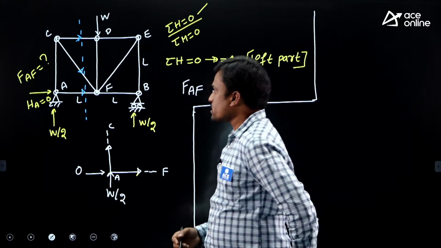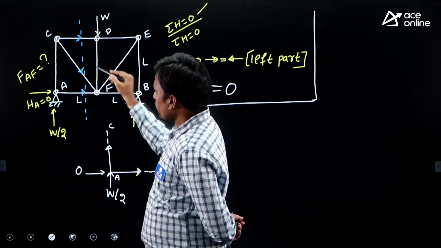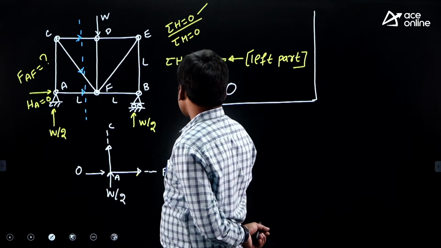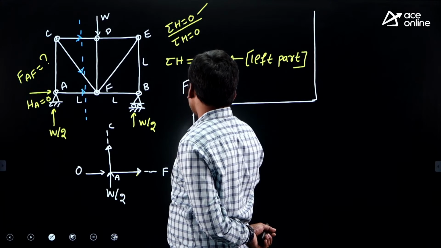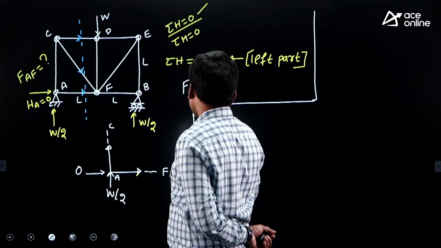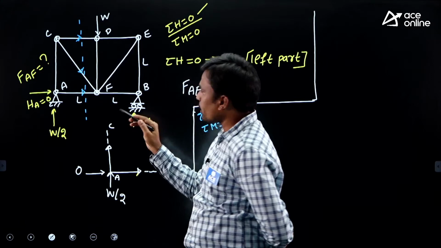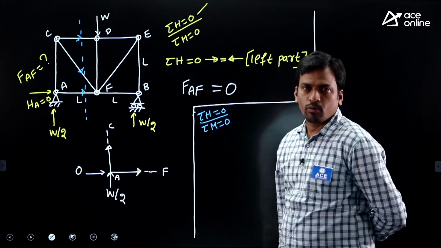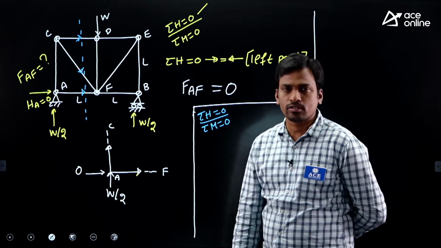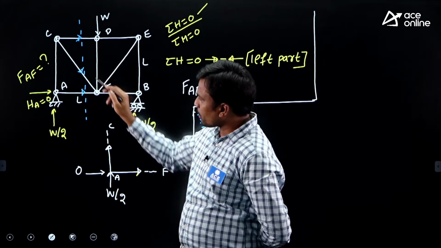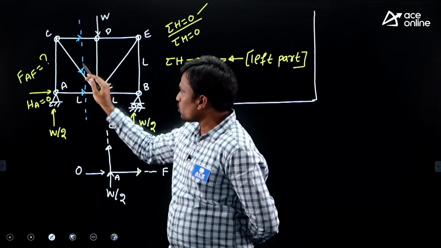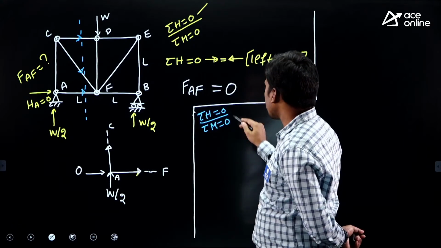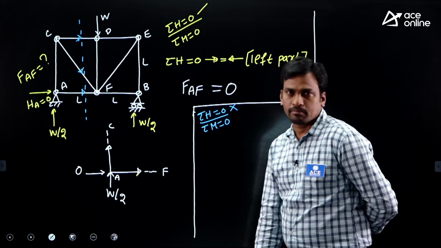Now we have to find the force in which member? AF, the horizontal member only. For a horizontal member, I told you the preferable equilibrium equations are sigma H and sigma M. We are doing analysis for the left part of the structure. First, we'll try sigma H equals 0. How many horizontal cut members are there? 1, 2, 3. So more than one horizontal cut member is there. It means sigma H is not possible.